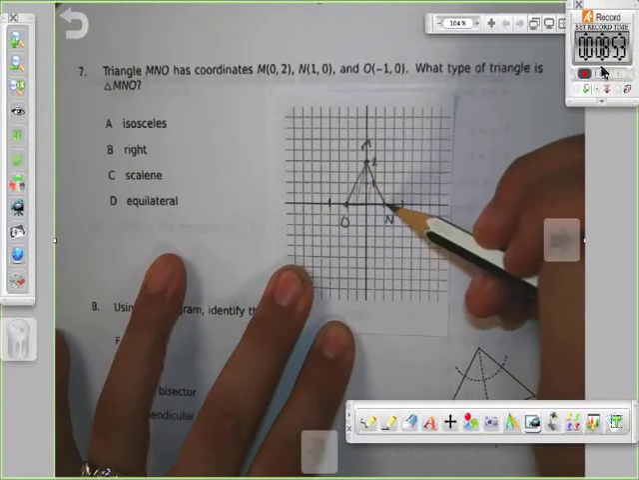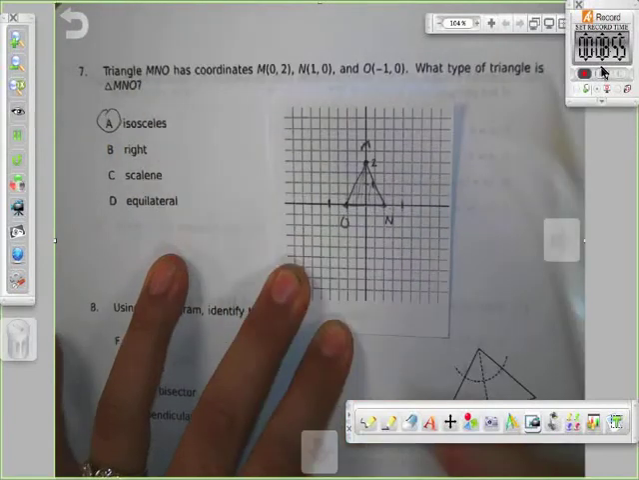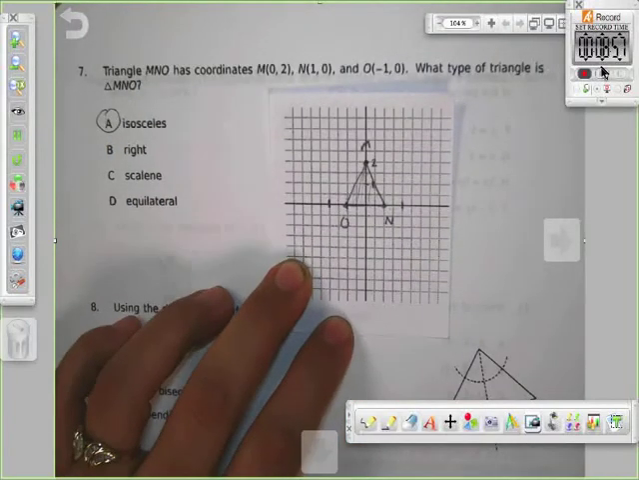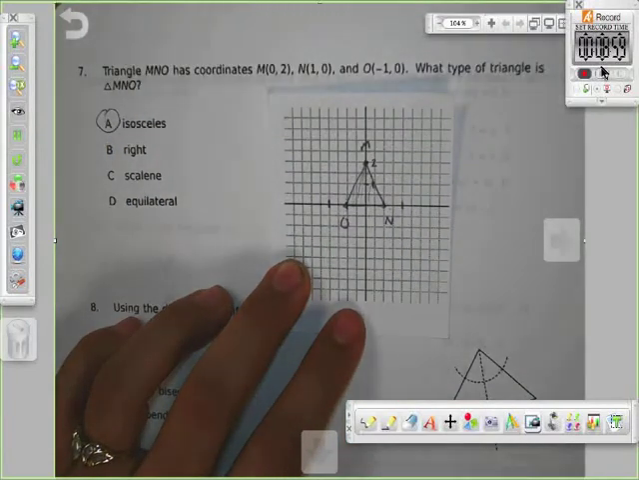This is the triangle M and O. It's asked what type of triangle is M and O. Well, in this case, the sides here are congruent, so it would be isosceles. If it was a right triangle, one of those angles would be 90.